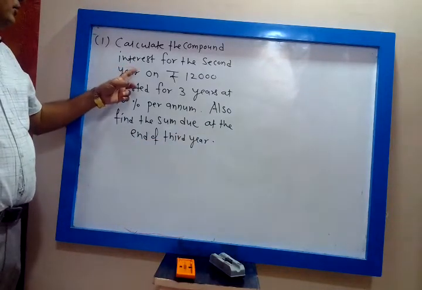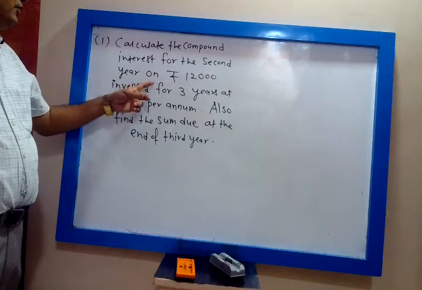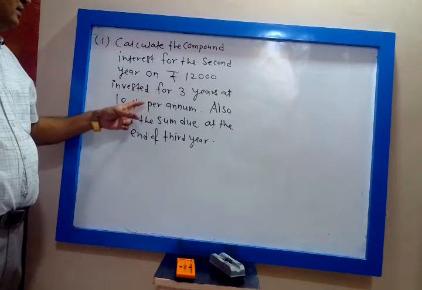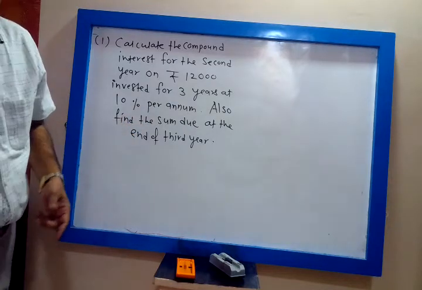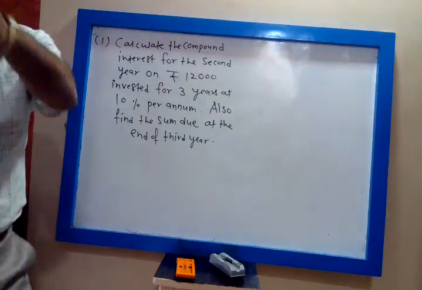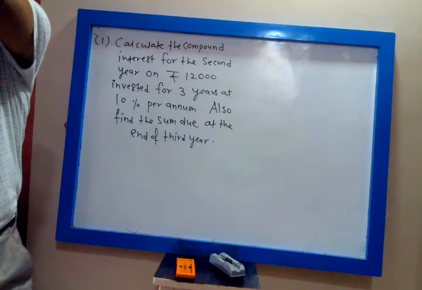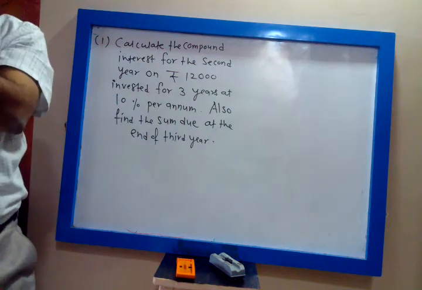See, calculate the compound interest for the second year on rupees 12,000 invested for 3 years at 10% per annum. Also find the sum due at the end of third year. So this is a yearly basis problem. Board is not clear. You allow me 1 minute. Let me see.